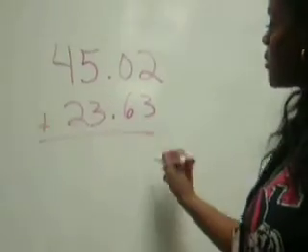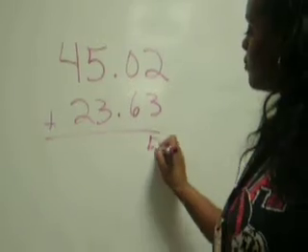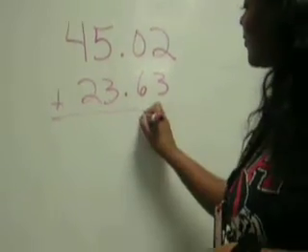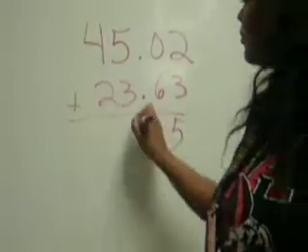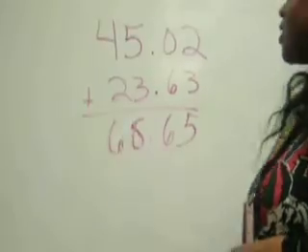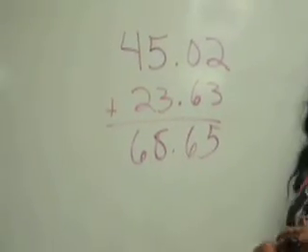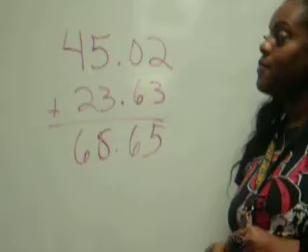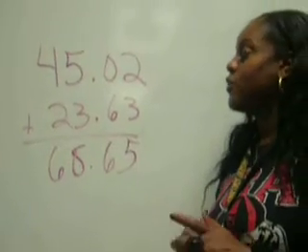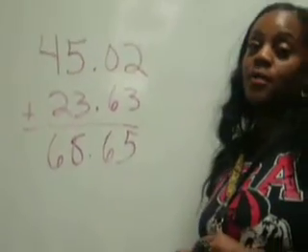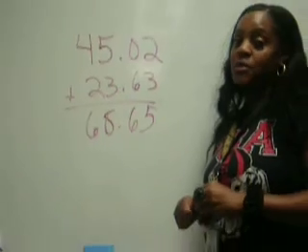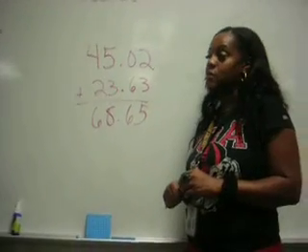So let's go ahead and do this. 3 and 2 is? 5. 0 and 6? Is 6. Keep on going. 8 and 6. And 6. Now we have 68 and 6500. Okay? So we always want to point out for the students to make sure they line that up, because that is one of the biggest misconceptions when adding and subtracting decimals.